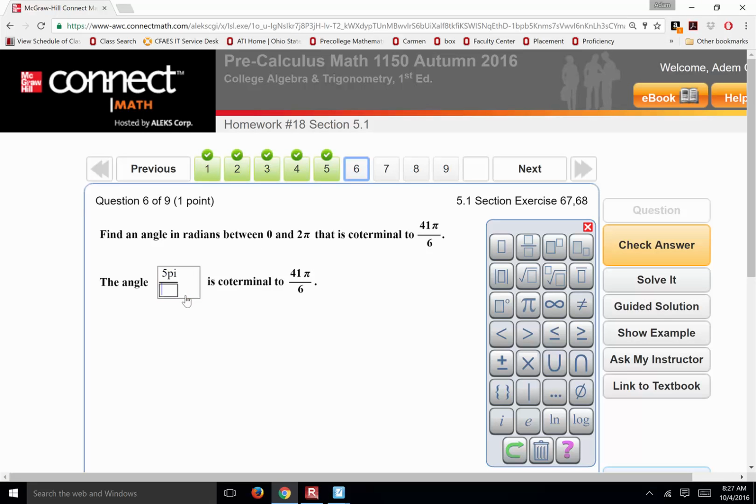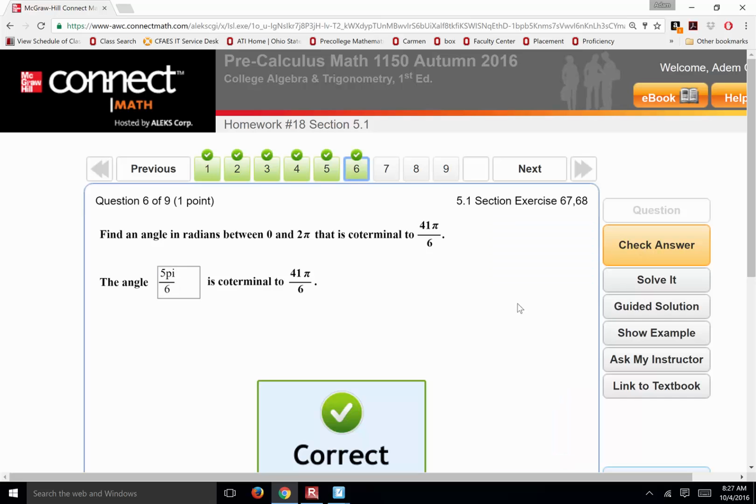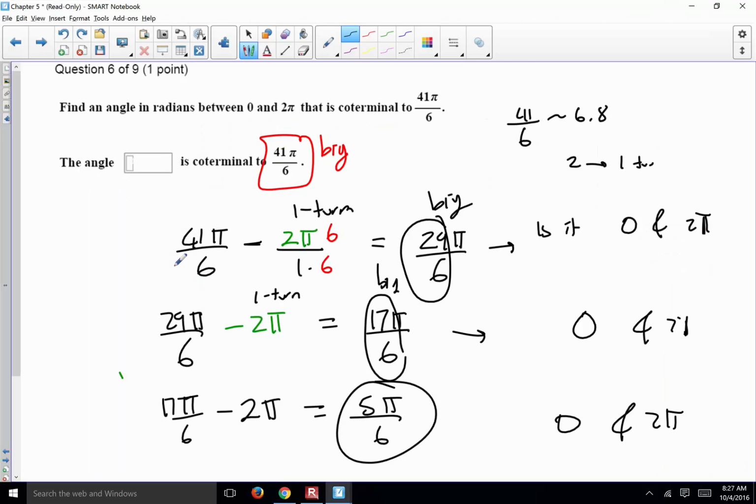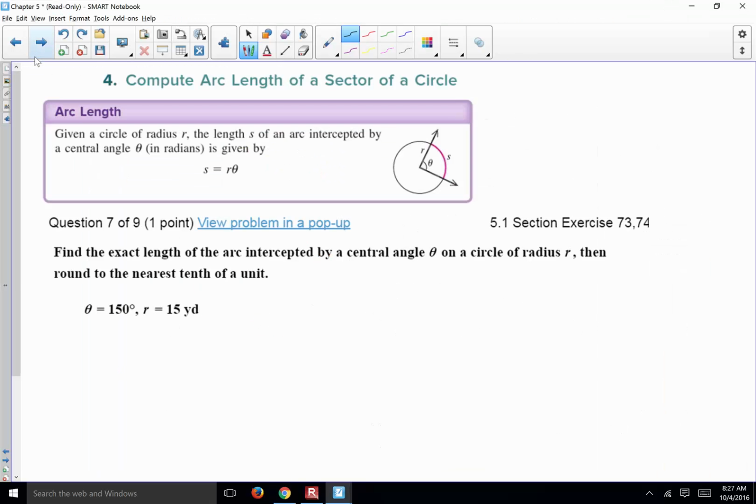Let's see if it understands pi. Yeah, you can type in pi if you like, but I like the symbol better. Alright, now what we are going to do next is how do we compute an arc length of a piece of a circle.